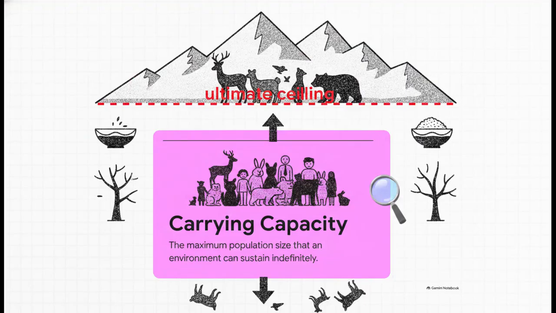Okay, so first things first, we absolutely have to understand the concept of carrying capacity. Basically, it's the maximum population size that a specific environment can sustain indefinitely. Think of it like a biological ceiling. Every environment has a limit to its resources, right? Food, water, space. If a population bursts right through that ceiling, well, those resources dry up and the population size naturally has to crash back down.